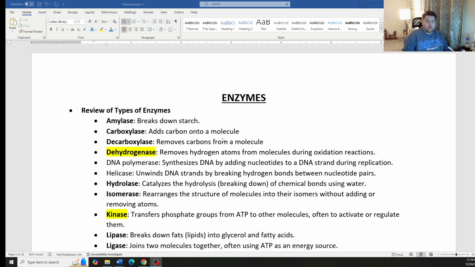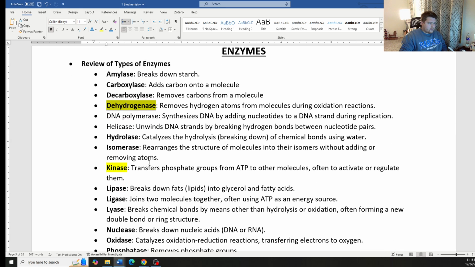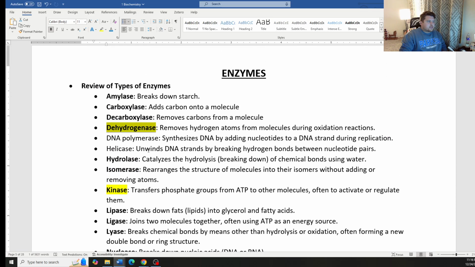Oftentimes, when we're talking about board questions, if we understand the base function of the enzyme, that can help us get to the answer even if we are unsure about the actual specific enzyme. So here we have the way that these are broken up. The ones that are highlighted are some of the most important ones that you're most commonly going to see. The ones that are simply bolded are important. The ones that are not bolded or highlighted may still come up, but less often.